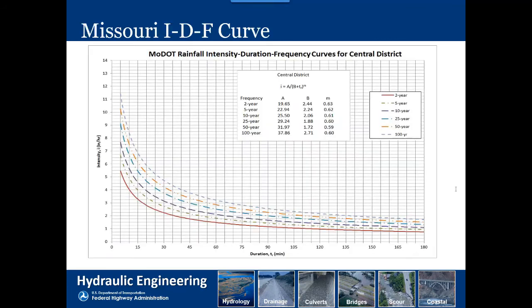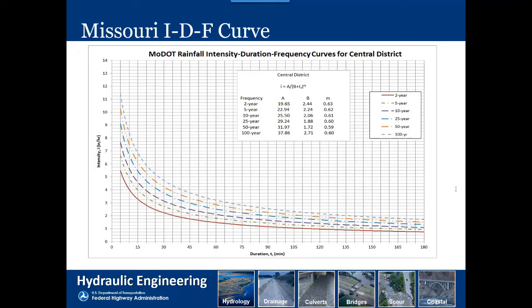This is for the central district. I'm not sure what that means. We have multiple districts, and we have an IDF curve for every district. I think our hydrologists actually looked at doing them in every county, and then compiled them into general ones for each district to be used. How many districts are there? Seven. Northwest, Northeast, St. Louis, Kansas City, Central, Southwest, Southeast.